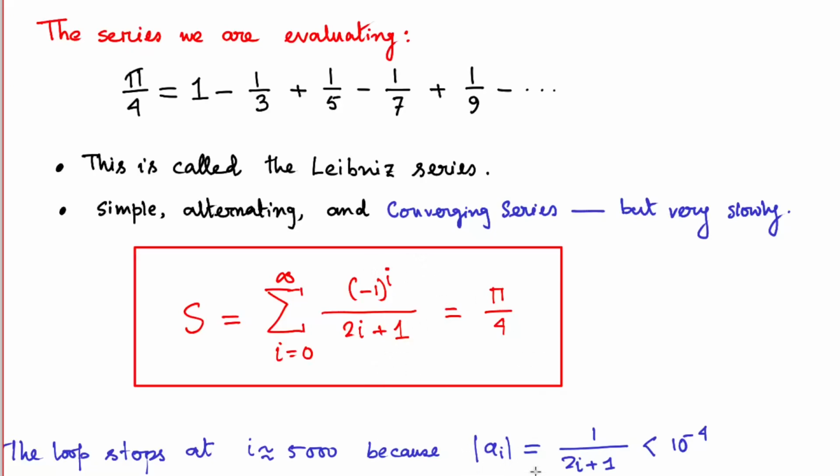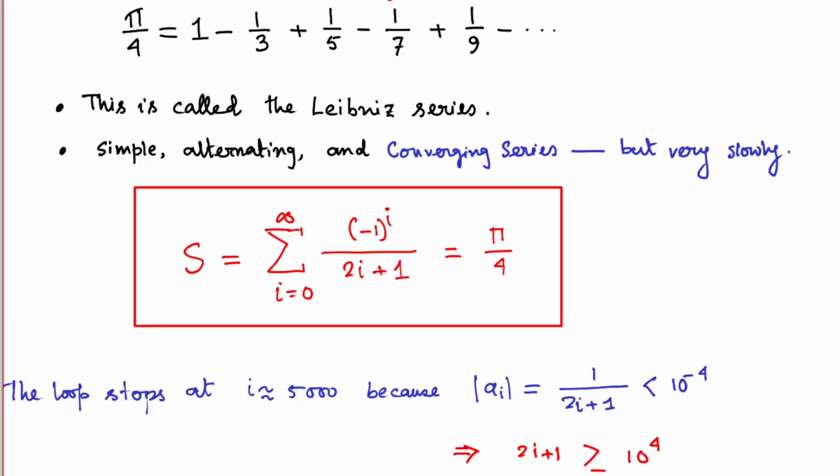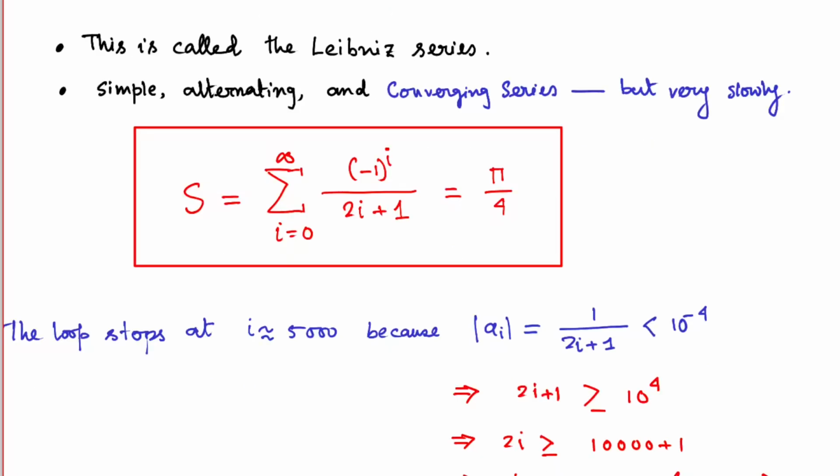Say here in this case, when a particular term, nth term or ith term, is less than 10 to the power minus 4, that means i is basically greater than or equal to 5000. We can stop because it adds only after 4 decimal places. So numerically you have to stop somewhere. And how to implement this using Python, now we are going to discuss that.